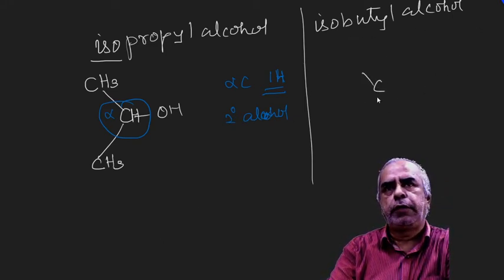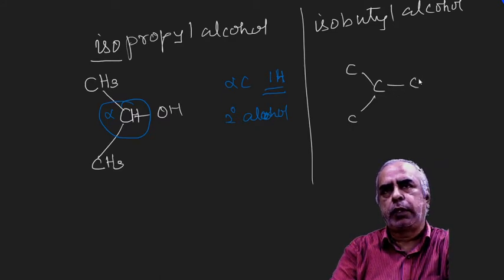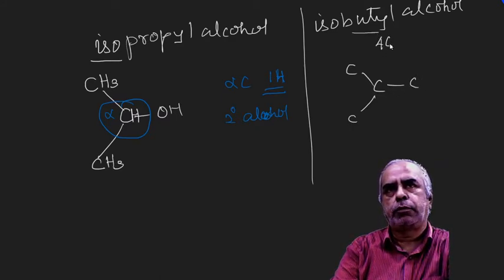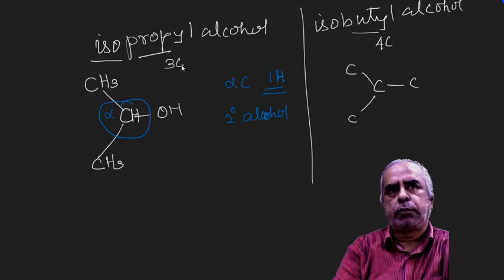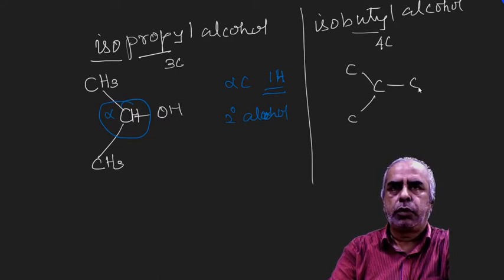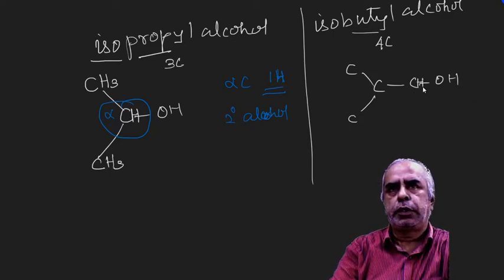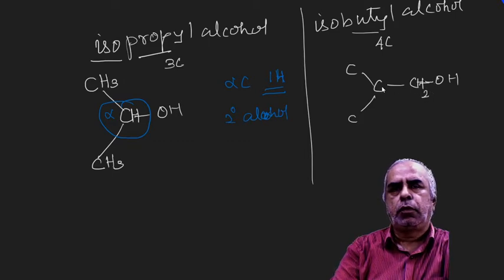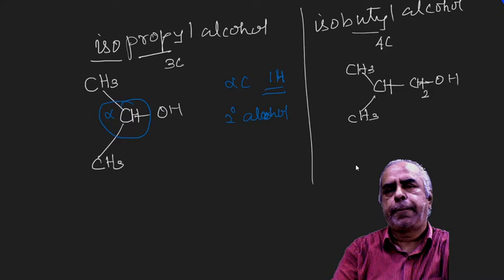Iso means evenly branched. Put C, C, and we need to represent one more carbon atom, because buta means 4 carbon atoms. Prop means 3 carbon atoms. So you have 4 carbon atoms: 1, 2, 3, 4. Now add OH. Now fill it up with hydrogen. So 1, 2, I can put 2 hydrogen here. What about this 1, 2, 3? 1 hydrogen. What about this CH3? CH3. Okay.